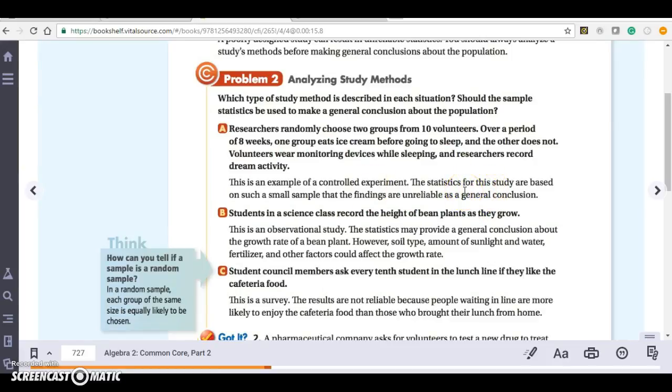The statistics for this study are based on such a small sample that the findings are unreliable as a general conclusion. So we only have 10 volunteers.